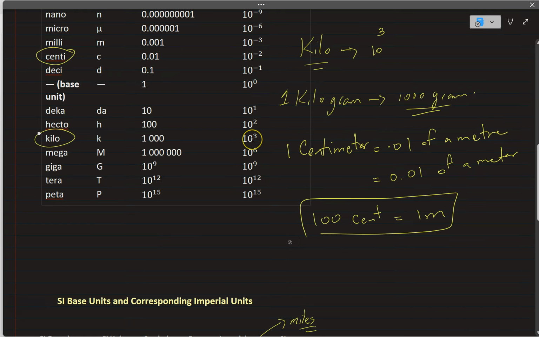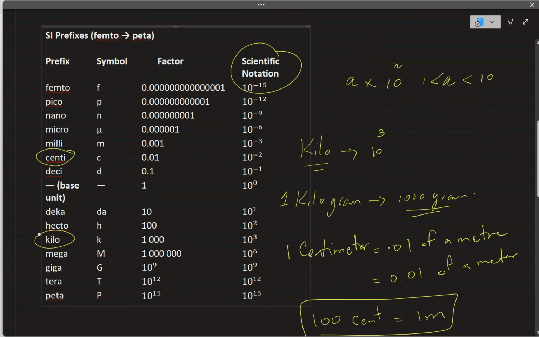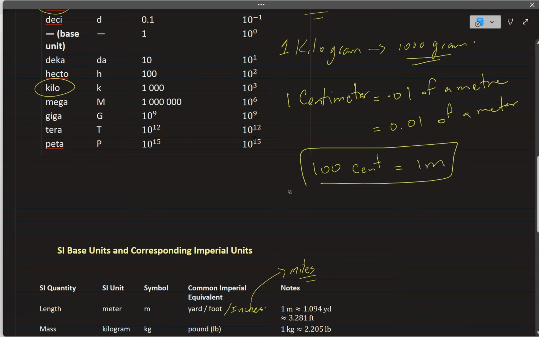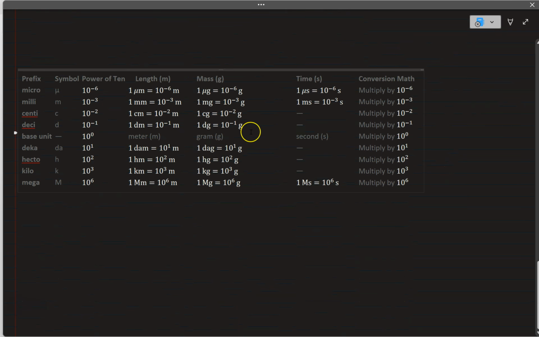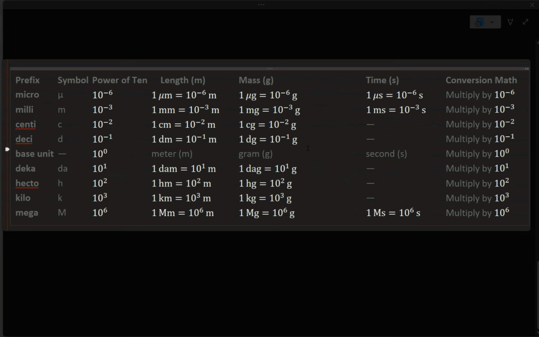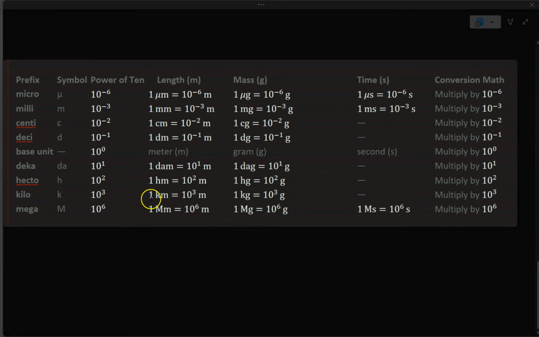Okay, now the next thing that I'd like to talk about is how we change units from one to another, and how we go between the prefixes for each one. I'm going to give you a few examples, so stay with me. The power of 10 for micro is 10 to the negative 6. So 1 micrometer is 10 to the minus 6 meter. How would you get that? Well, you just multiply whatever that 1 is by 10 to the minus 6.